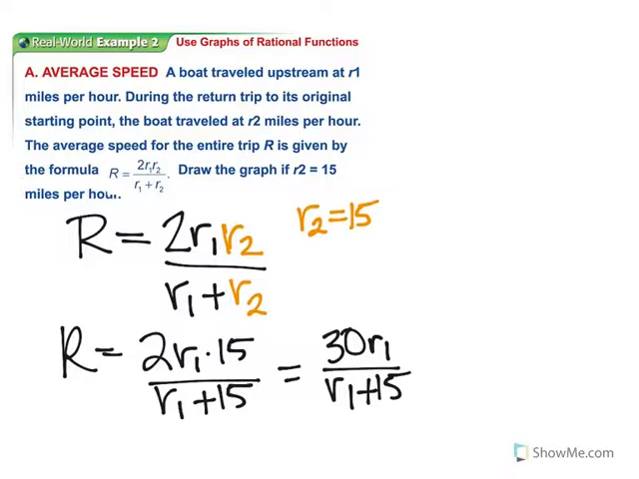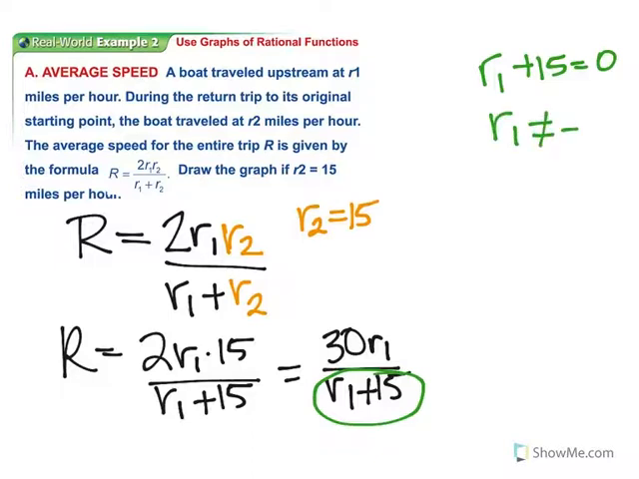Okay, so our vertical asymptote would be where the denominator equals 0. So if we have R1 plus 15 equals 0, we subtract 15 from both sides. That means R1 cannot equal negative 15. Okay, so that's our first vertical asymptote.